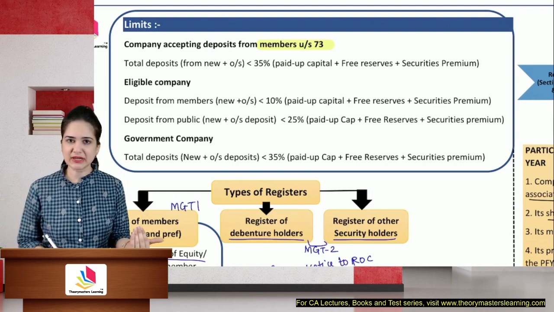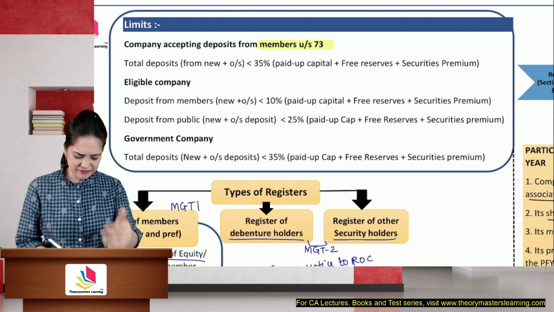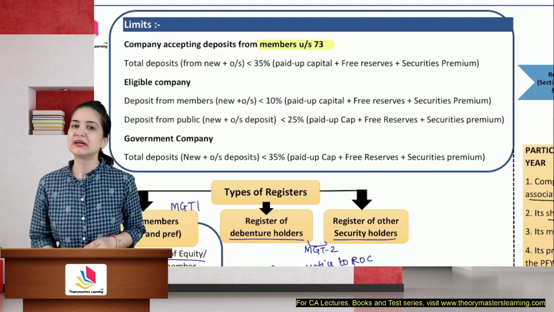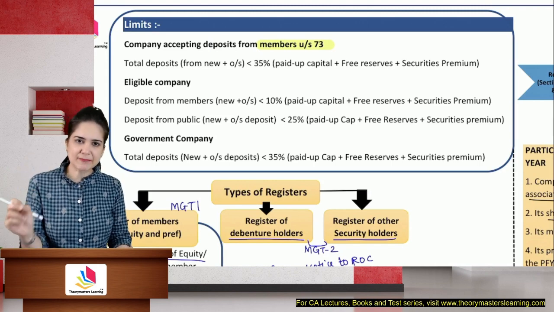If you are a government company, then the amount of deposits that you have accepted, new plus outstanding, should be less than 35% of the paid up capital, reserves and securities premium. So these limits are important. Please remember them for the exam.